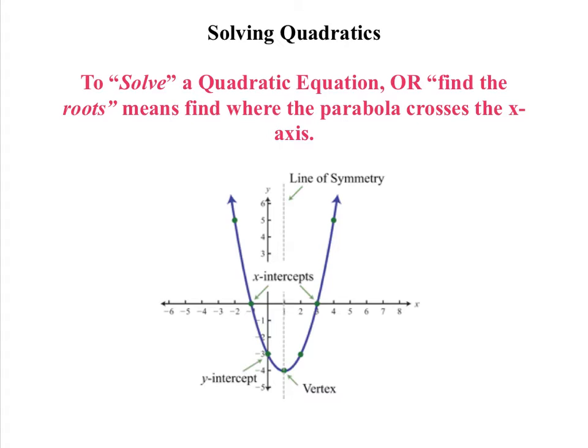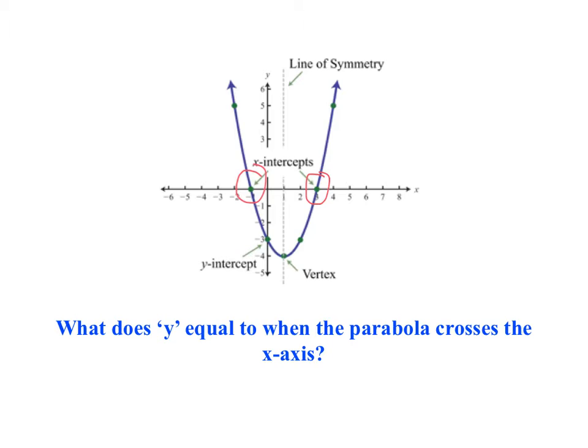And that means that on the graph we are identifying where the parabola or the quadratic crosses the x-axis. That is the same as looking for the x-intercepts on the graph. If we were to identify the solutions or the roots for this graph, we would identify them as (3, 0) and (-1, 0).